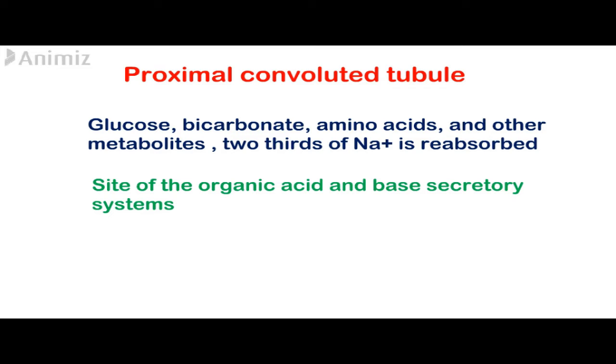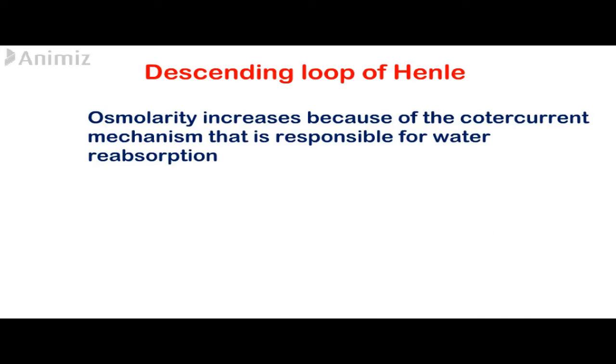So the remaining filtrate, which is isotonic, enters the descending limb of the loop of Henle and passes into the medulla of the kidney. Here, the osmolarity increases along the descending portion of the loop of Henle because of the counter-current mechanism that is responsible for water reabsorption. And osmotic diuretics act in this part of the nephron.